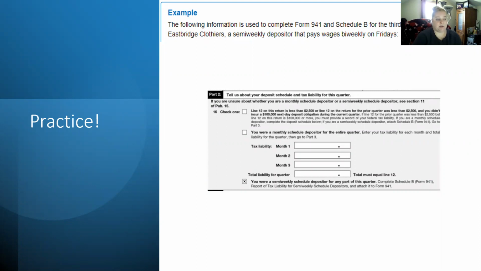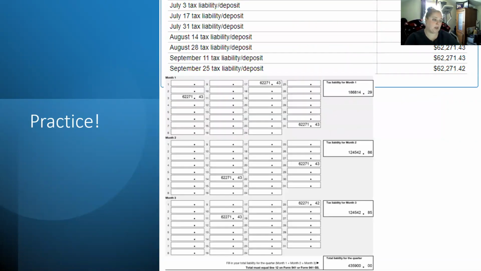So this section asks you to tell what kind of depositor you were. In this particular case, they told us that it's a semi-weekly depositor, which means I'm going to check that box down there at the bottom that says you're a semi-weekly depositor. And because I checked that box, that now means that I have to file a Schedule B. So let's look at what that looks like.